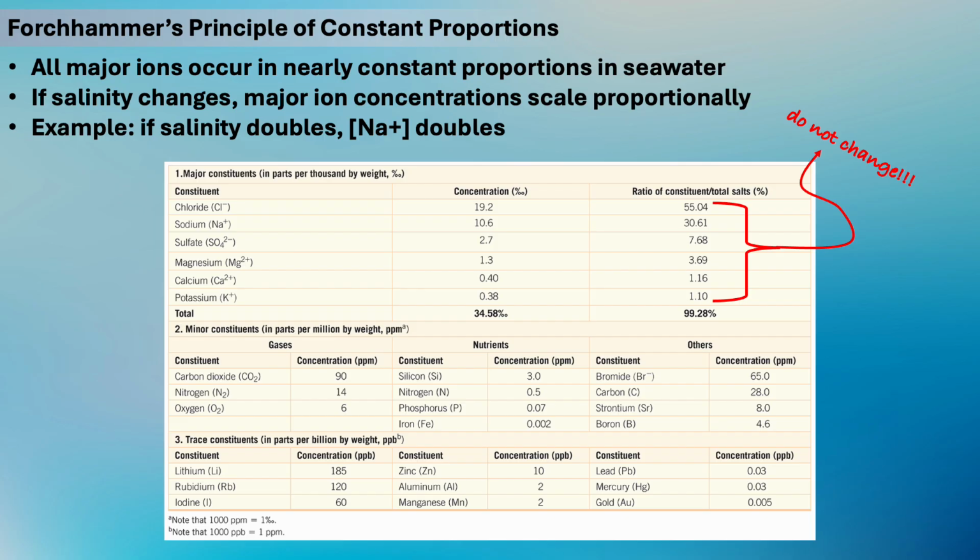This is why salinity can function as a chemical sort of master variable. If you know salinity, you can predict the major ion concentrations with good accuracy. Not because the ocean is static, but because the processes controlling major ions operate over long time scales, and the ocean is well mixed relative to those timescales. This principle is also why oceanographers historically use chlorinity as a proxy. Chloride behaves conservatively, so its ratio can indicate the total salts of the ocean.